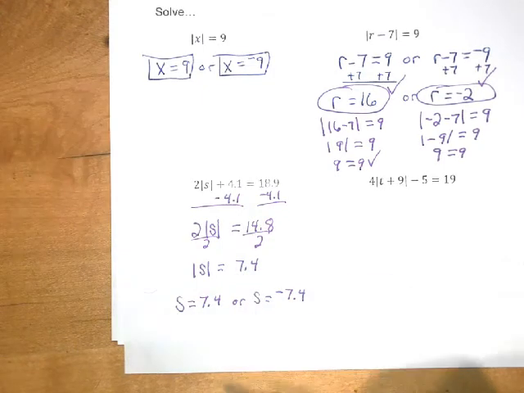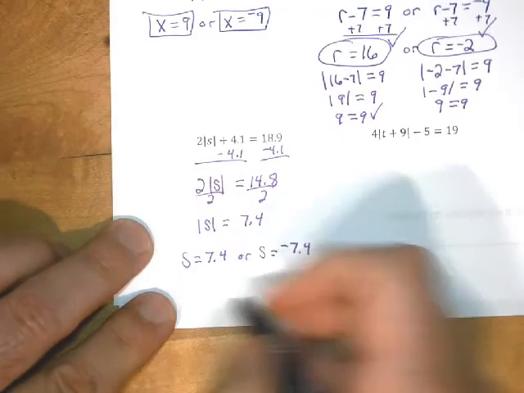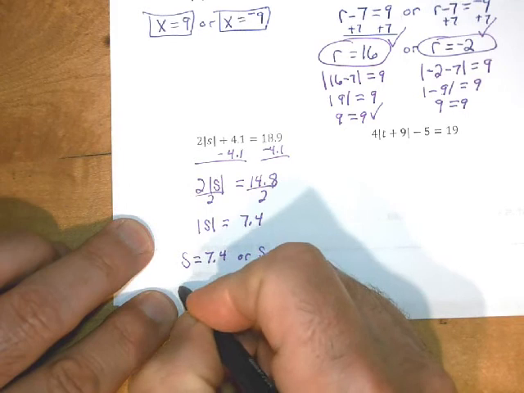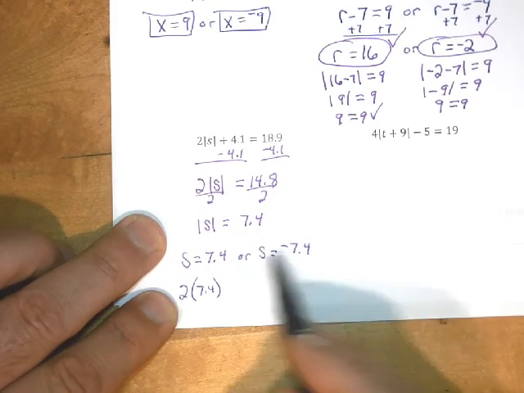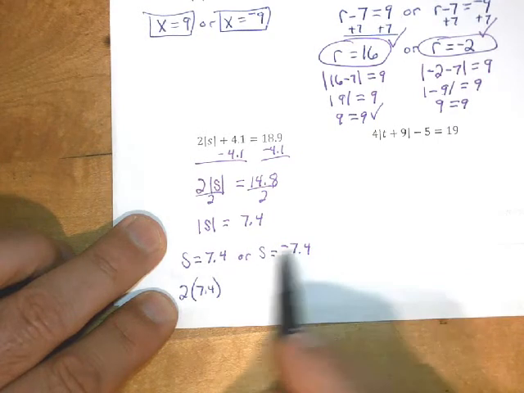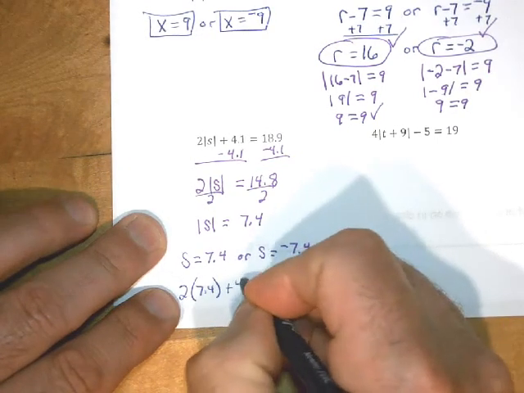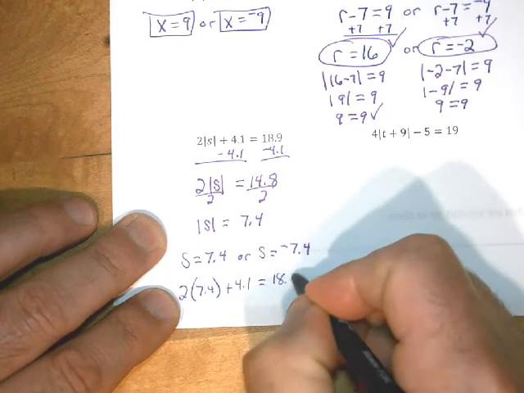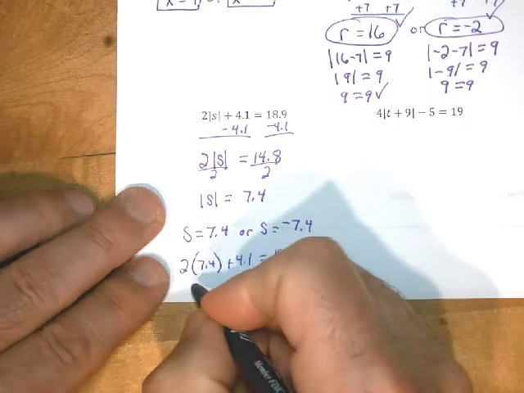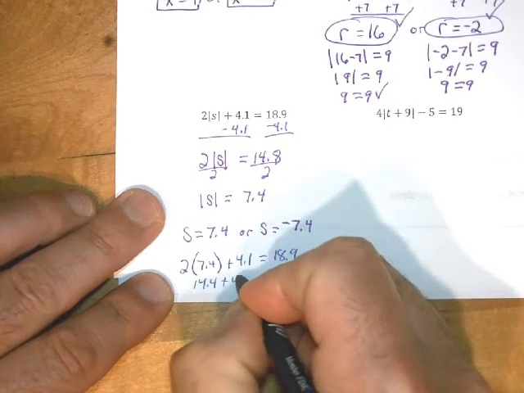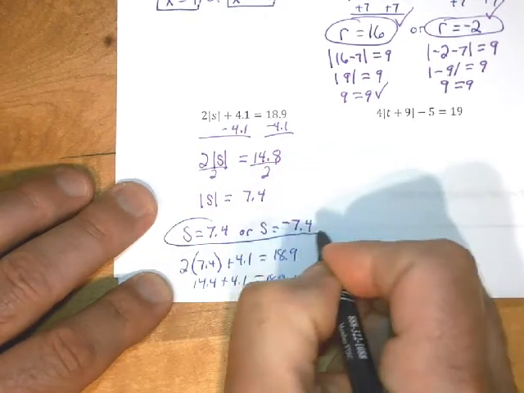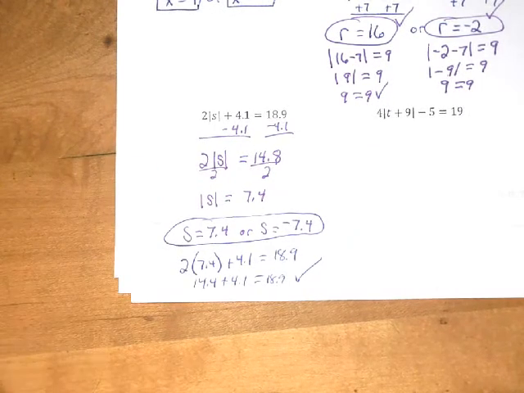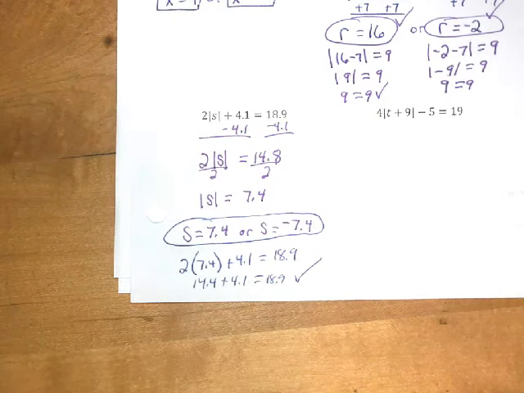So if you can mentally check these, do it that way. If you need to write it out, please write it out. So for example, my checkpoint would look like this. I want to take 2, it's getting multiplied by 7.4 because I know both of these are going to turn into a positive 7.4, plus 4.1 equals 18.9. And again, we get 14.8 plus 4.1, which is 18.9. And yes, both of our answers are 100% correct.